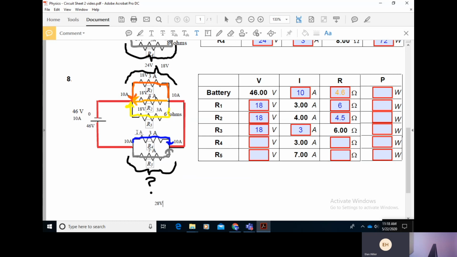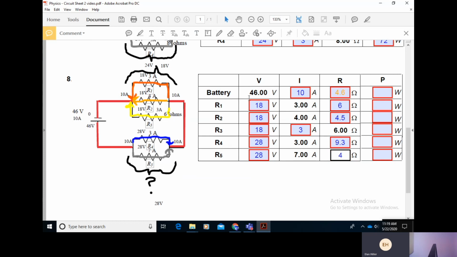Since there is 28 volts across the whole gap, and both of these are in parallel, that means there is a 28 volt potential drop across resistor 4, and 28 volts of potential drop across resistor 5. Again, voltage in parallel is the same. All right, now we do a little Ohm's law calculation to figure out the resistors here. 28 divided by 3 is 9 1/3, and 28 divided by 7 is 4.